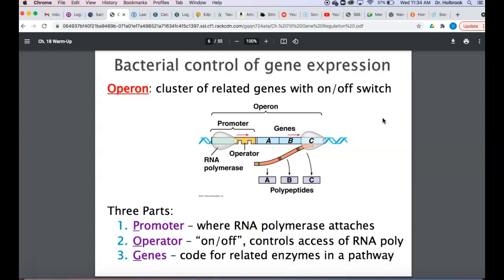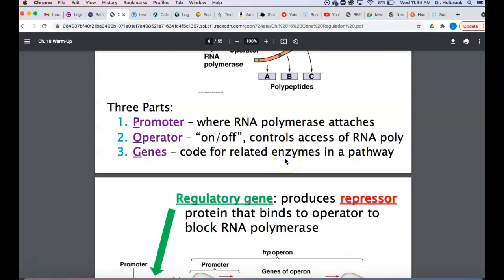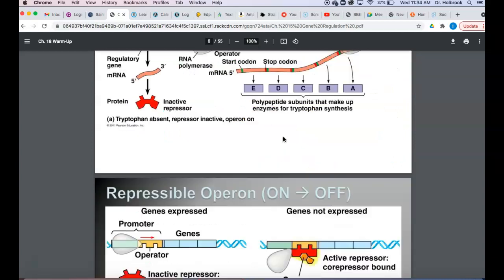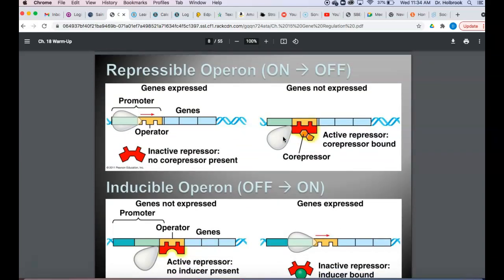Prokaryotes are going to regulate gene expression using these things called operons. And remember, we have two types of operons, a repressible and an inducible operon. It's prokaryotes, not eukaryotes. Two types, repressible and inducible. A repressible operon is on until turned off. The gene is transcribing and making something until it no longer needs that thing anymore, and then it gets turned off. An inducible operon is normally turned off until something is presented that turns it on. It's off because it's a gene that codes for something that's not always needed.